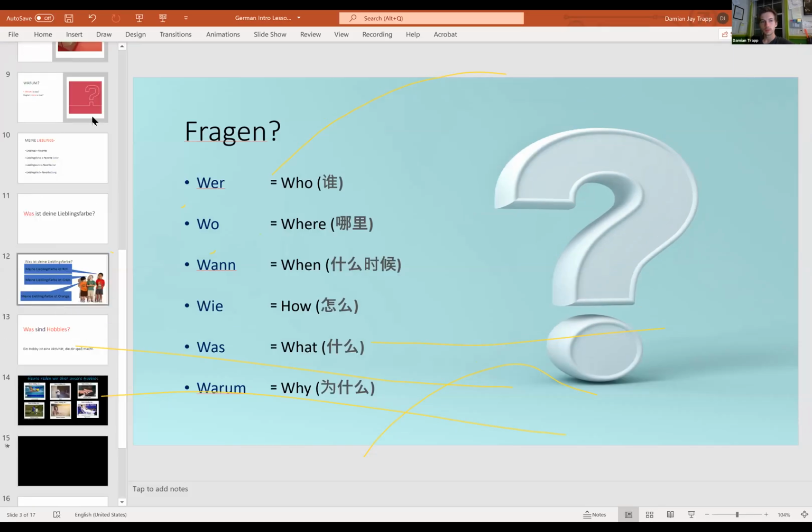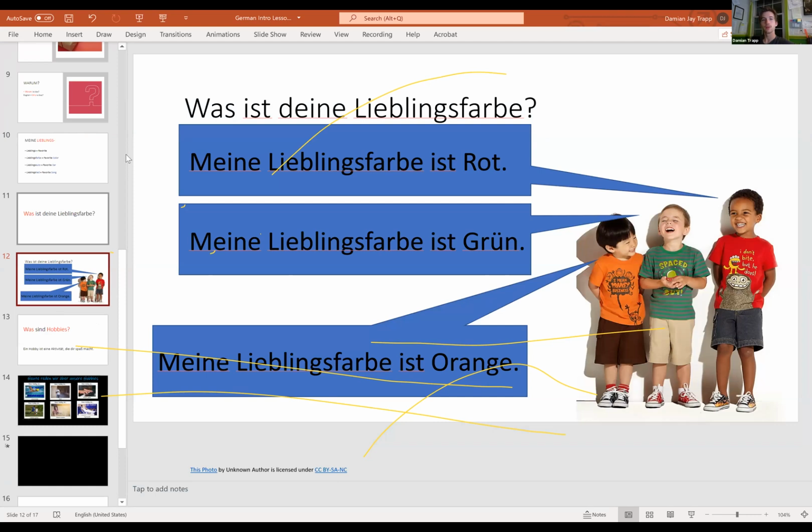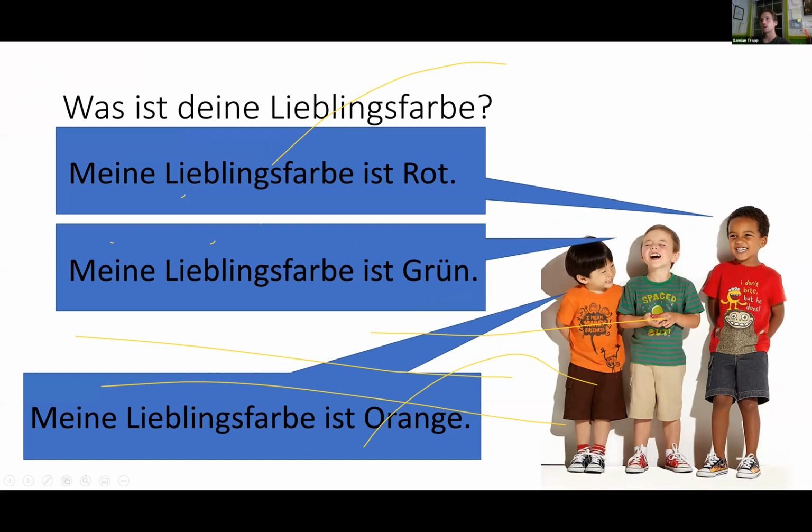And the colors real quick. We remember red is rot, green is grün, yellow is gelb, and blue is blau. So if you want to say your favorite color, meine Lieblingsfarbe ist rot. My personal favorite color is green, so I would say meine Lieblingsfarbe ist grün.